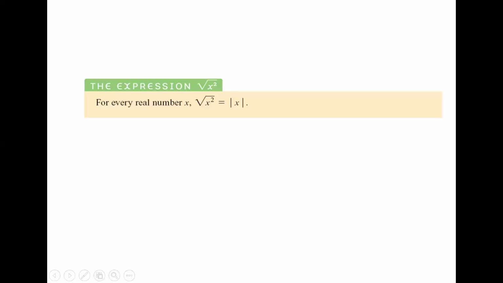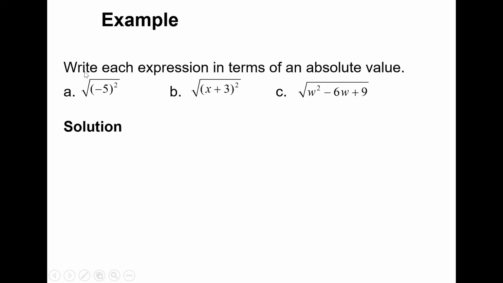All right, here we have the expression the square root of x squared. Well, for every real number x, the square root of x squared is going to be the absolute value of x. So depending on what your x is, it's going to be the absolute value of it. So we're going to write each expression in terms of some absolute value. For this one, it's going to be the absolute value of negative 5, which is 5.